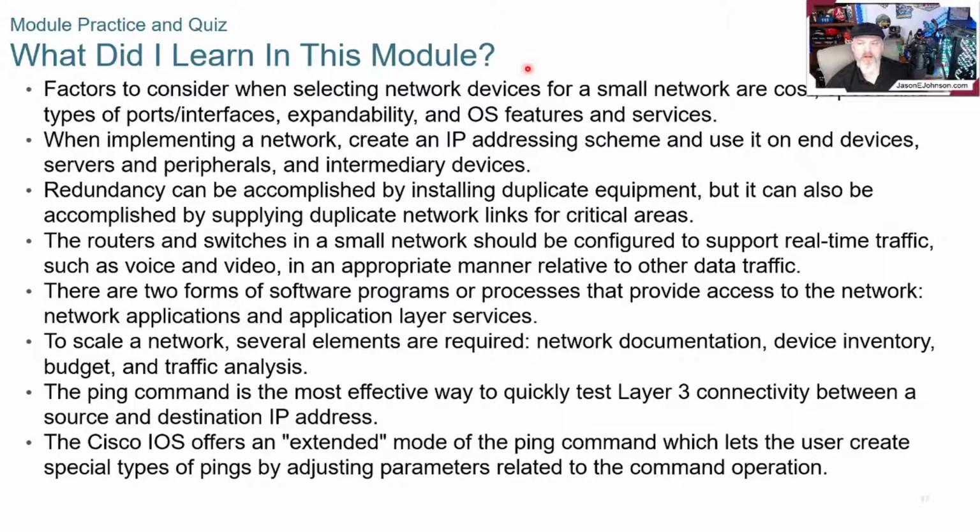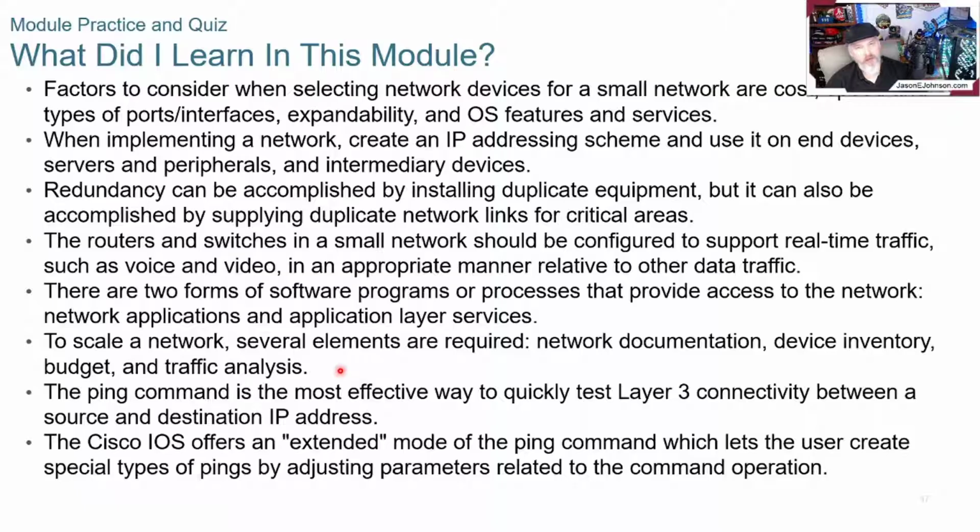Okay, so this has been Module 17. What did we learn? A lot. We learned factors to consider when setting up a small network. When implementing a network, you want to create an IP addressing scheme. You want to make sure that things are redundant. You want to make sure that the routers and switches in a small network can be configured to support real-time traffic. You want to make sure that you can scale the network. You want to make sure that your network is documented.